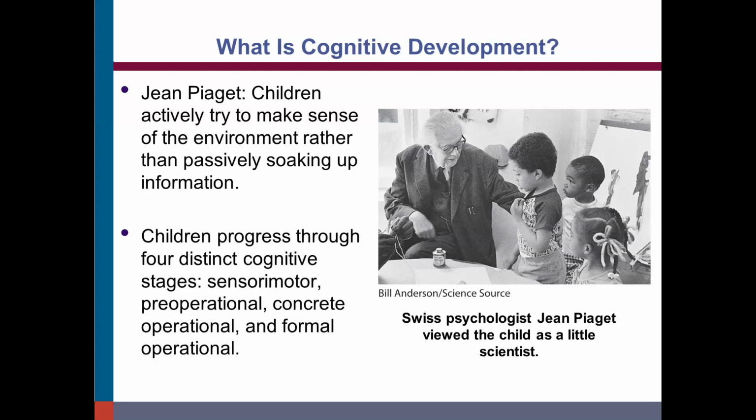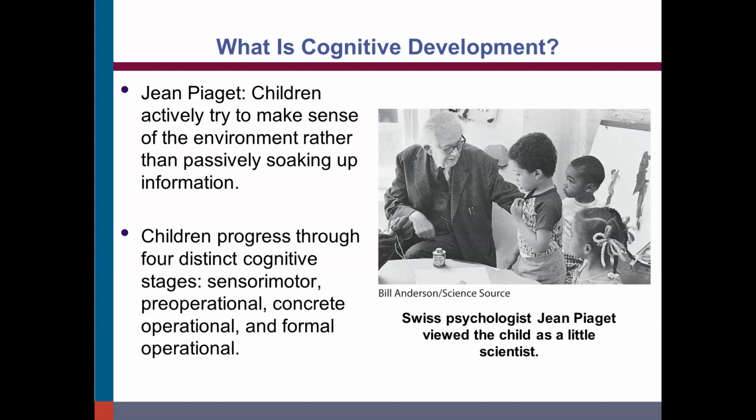So they're actively interacting with the environment instead of being passive and soaking up information. He called the four phases of cognitive development sensorimotor, preoperational, concrete operational, and formal operational. Those are important terms to not only memorize, but to be acquainted with and understand conceptually.